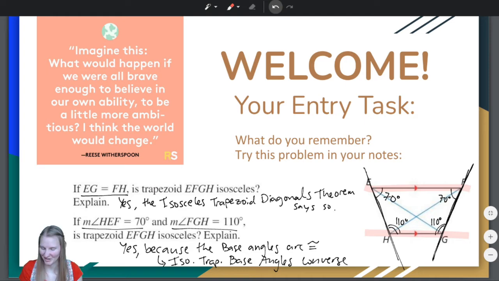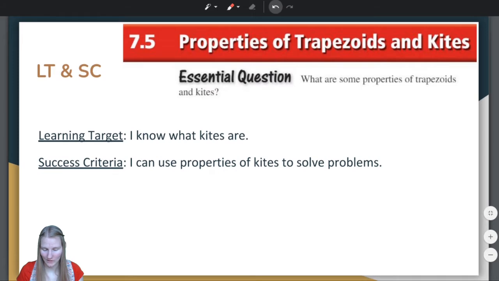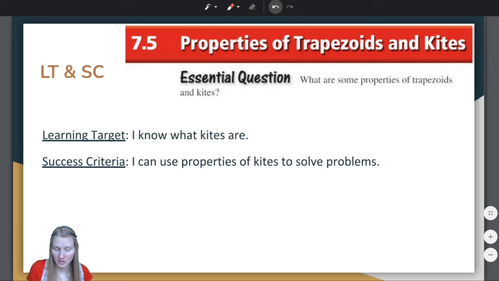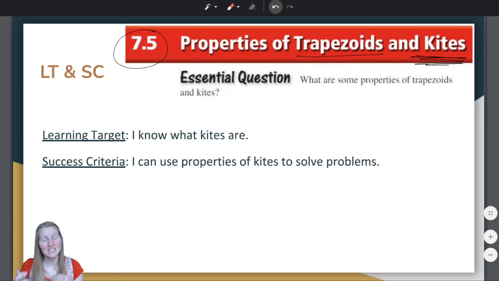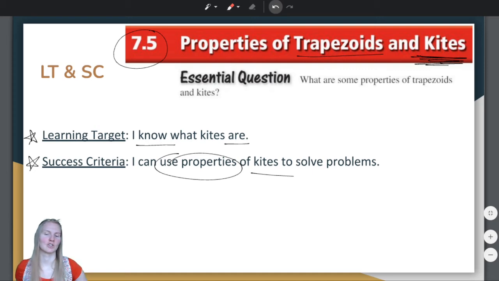Now let's move on to what we have for today. We are still in section 7.5, but we are finishing it, and we're actually finishing all of chapter 7 with this video. So 7.5 was about trapezoids and kites. In the last video, we talked about trapezoids. In this video, we're going to talk about kites. So our learning target is that we know what kites are, and our success criteria is that you can use properties of kites to solve problems.